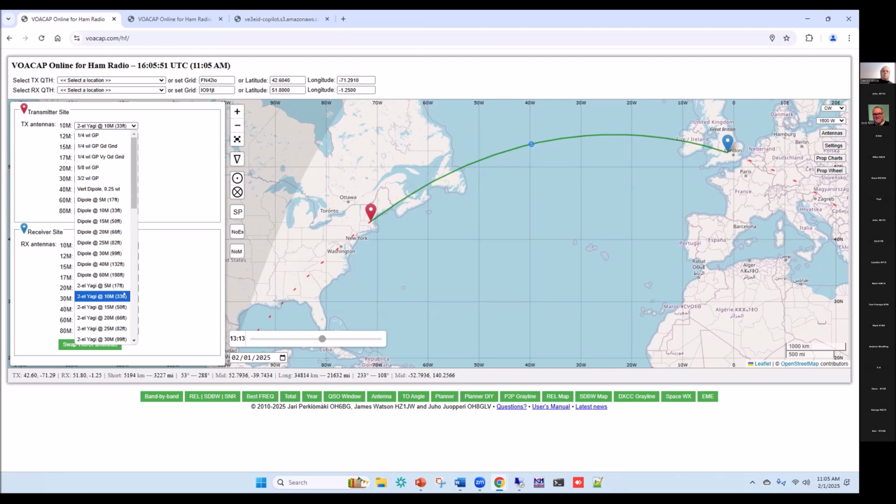Okay, great. Yeah, it's a very simple, very effective program. This is not something that will give you 100% precision, but personally, I find it indispensable for planning my operating strategy. And it really takes away the mysticism behind all the numbers associated with solar and space weather.